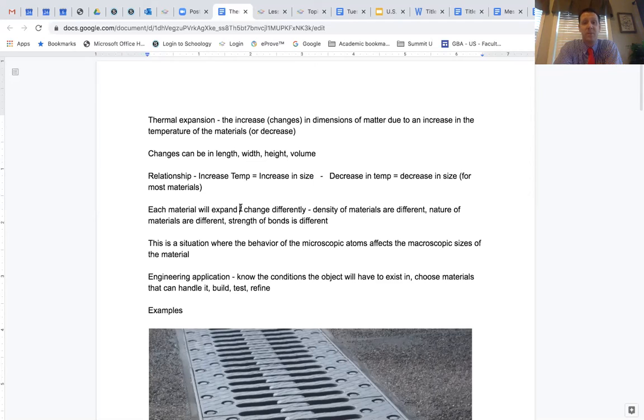But something like steel, it's pretty dense. I don't think it's denser than lead. Off the top of my head, I don't remember. But it doesn't have the same melting point as lead. So it's going to have these thermal expansion changes that are different than other materials.